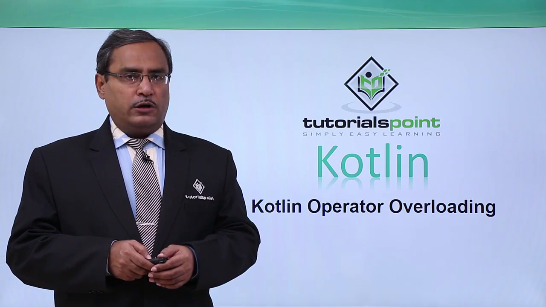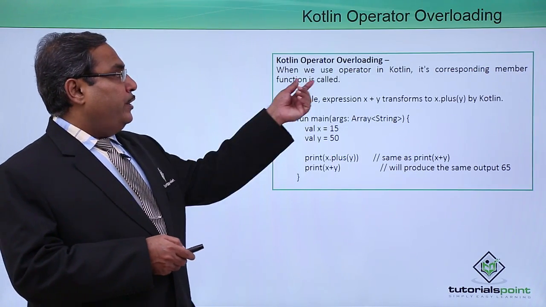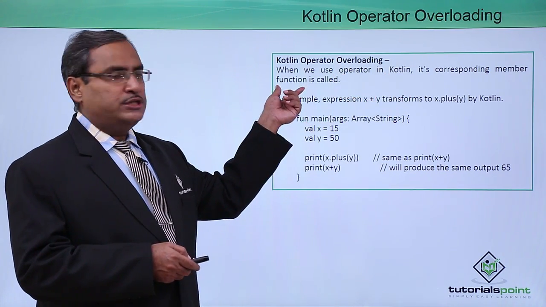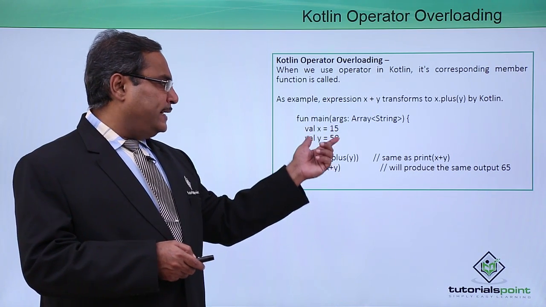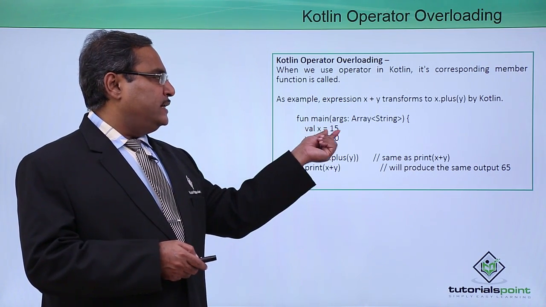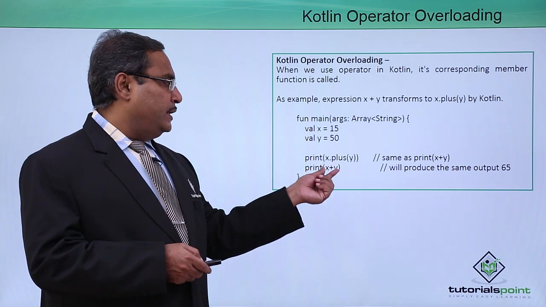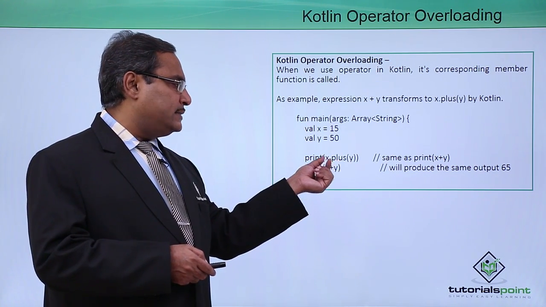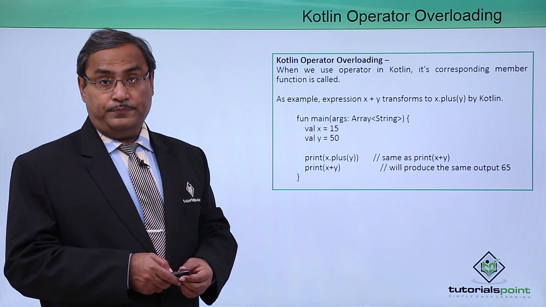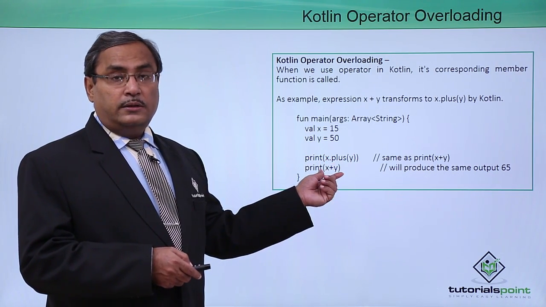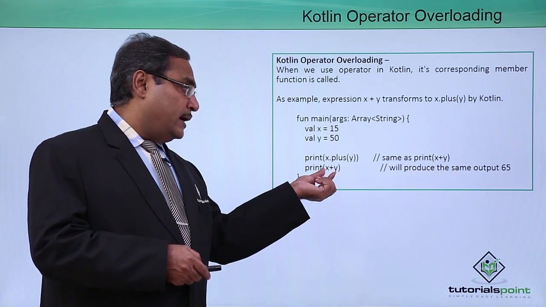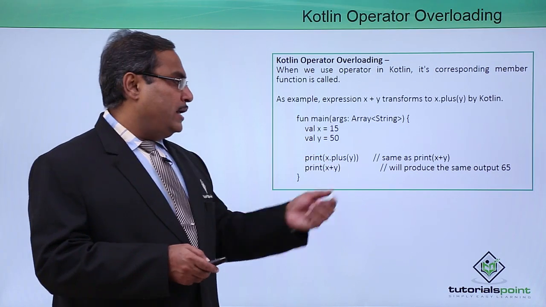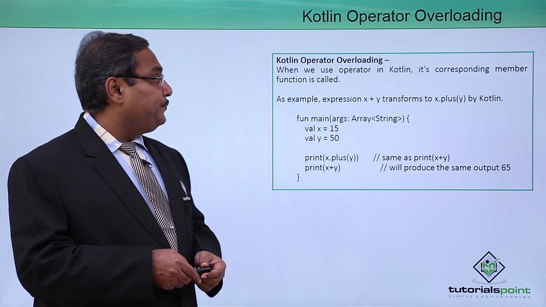Kotlin operator overloading. When you use an operator in Kotlin, its corresponding member function is called. As an example, say x is equal to 15 and y is equal to 50. If you write x plus y, then it actually gets called as x.plus(y). That means I am writing x plus y, but internally it is translated to x.plus(y).